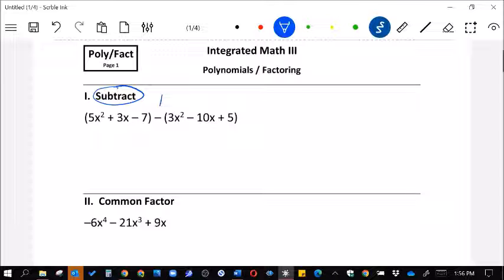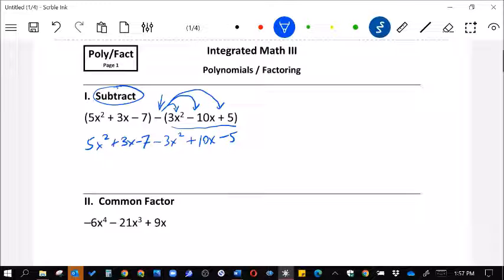The issue here is when you have subtracting an entire polynomial. People tend to forget that that negative sign affects this to make it negative 3x squared, but it also affects this to make it positive 10x, and it affects this to make it negative 5. So what we actually have is 5x squared plus 3x minus 7 minus 3x squared plus 10x minus 5. So the key issue here is that these two terms, the minus becomes a plus, the plus becomes a minus. This one here, everyone tends to be used to because it's just minus that. But the other ones, people tend to make mistakes.